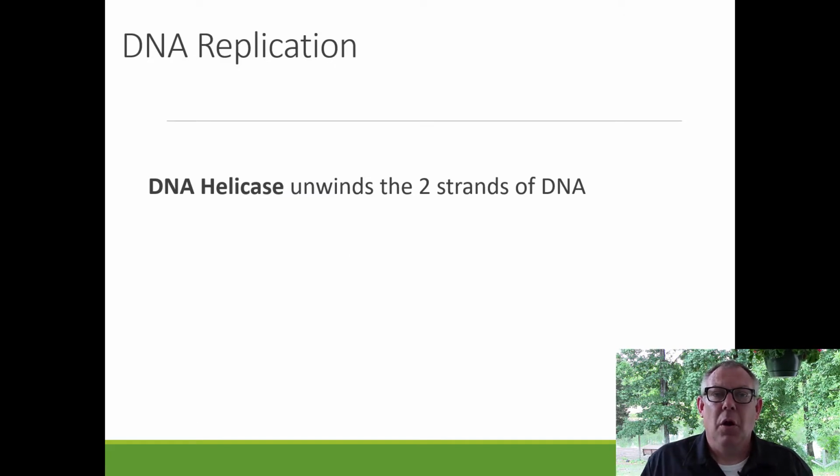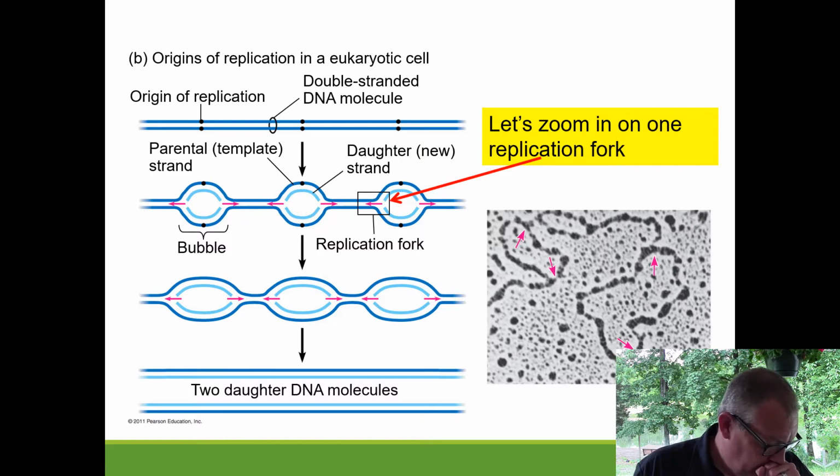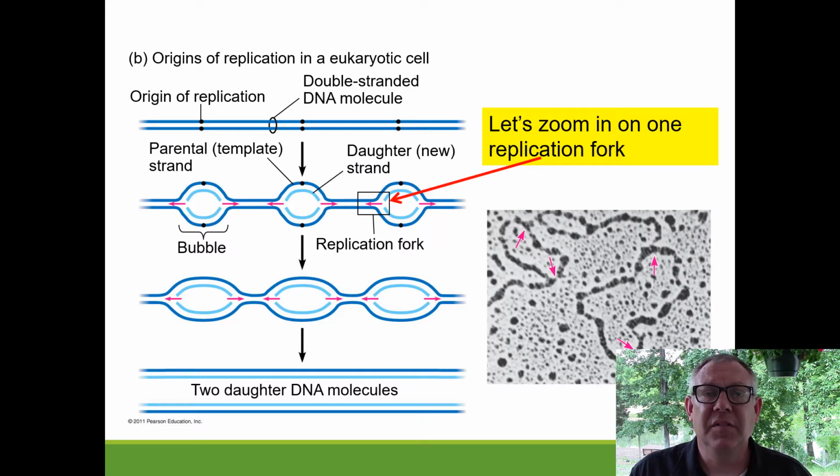Okay, so you start by unwinding the DNA. Remember, it's kind of a twisted ladder. And so you've got an enzyme called DNA helicase that unwinds the DNA. There are several different enzymes that take part. And when you get into genetics, you'll learn there's a lot more. You learn a lot of details about these. But the enzymes that I mention here are the ones that we want you to know. We're going to talk about the big players here.